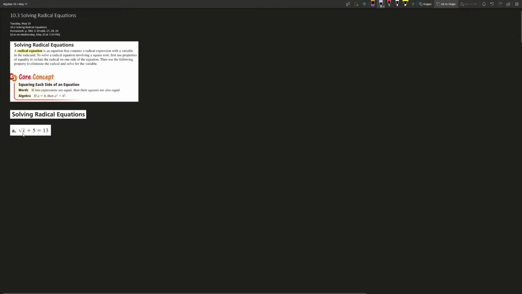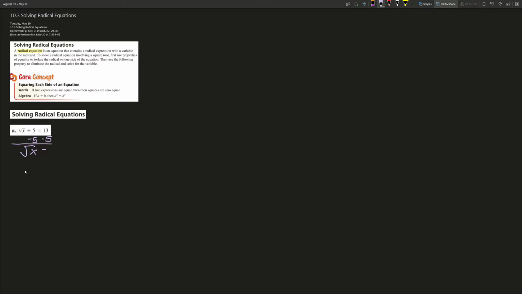So for example, let's look at this problem right here. We have root x plus 5 is equal to 13. To make our life a little bit simpler, we're going to get rid of this 5 first. How can we get rid of this 5 though? Well, we can subtract 5, which would eliminate this positive 5. And we have to do the same thing to both sides, which leaves us with root x is equal to 8.